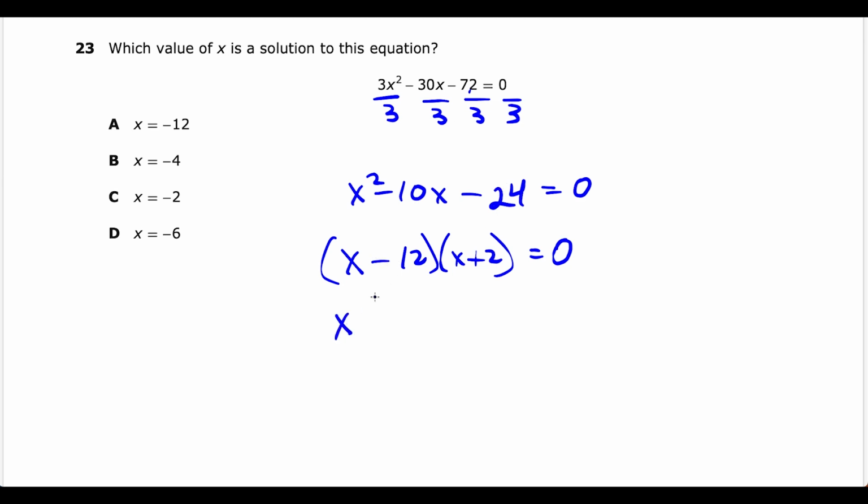And then to get from factors to roots, we just take the opposite. So we would have a root of x equals 12 and a root of x equals -2. So this is matching up with choice C.